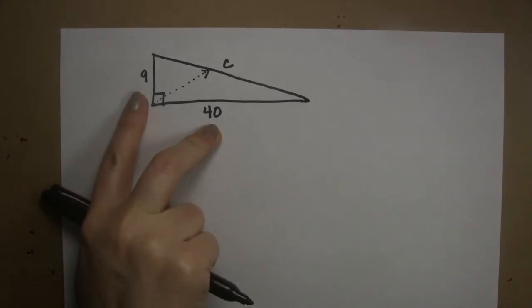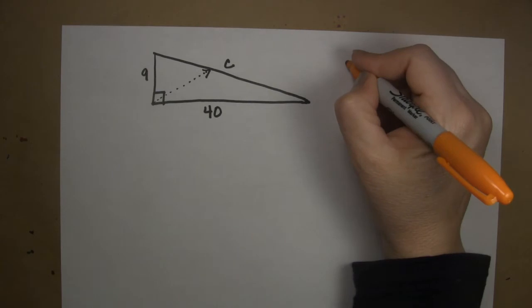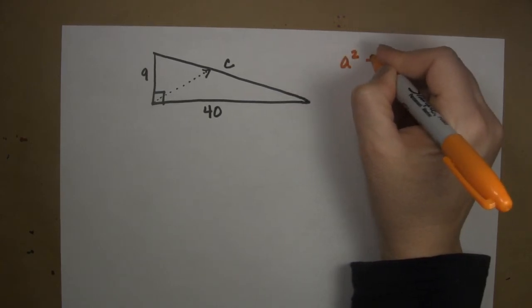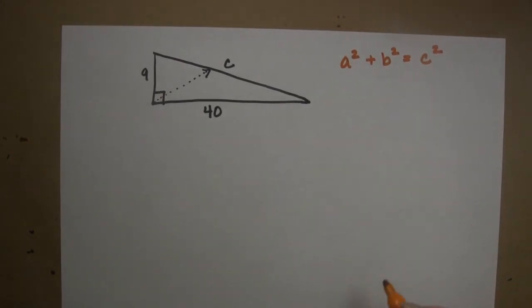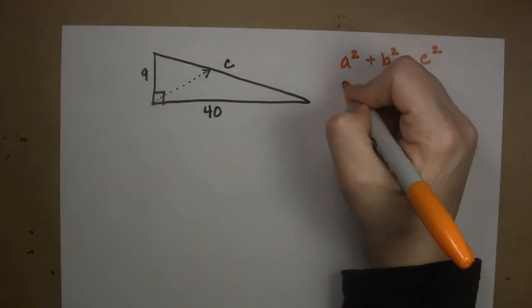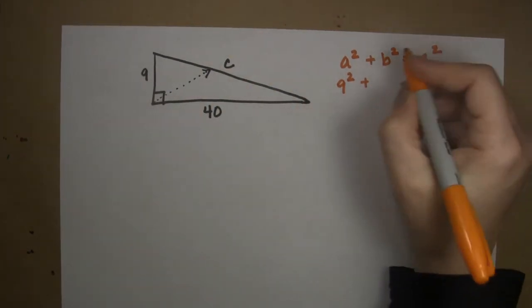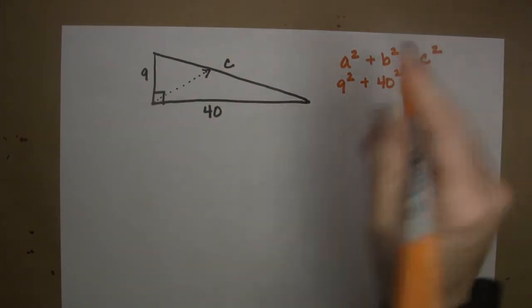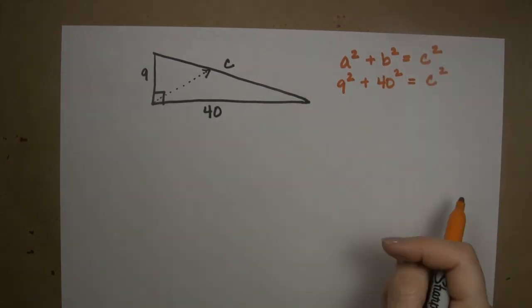Again, I don't care which one you call A and which one you call B, but I care very much that C is always the hypotenuse. Okay, so our Pythagorean theorem says a squared plus b squared equals c squared. So let's fill in the numbers that we know. Here we have 9 squared, that's A, plus 40 squared, that's B, equals c squared, which is the number that we don't know, but we're going to figure out.